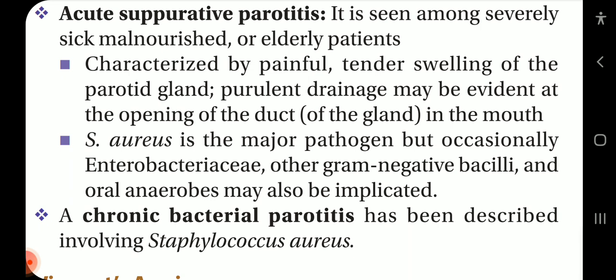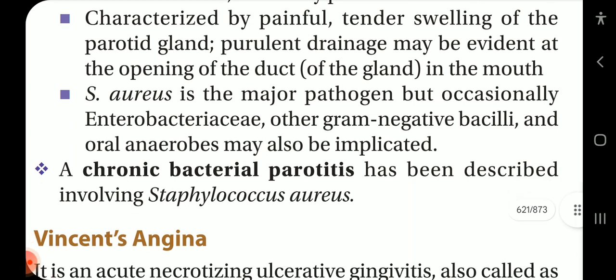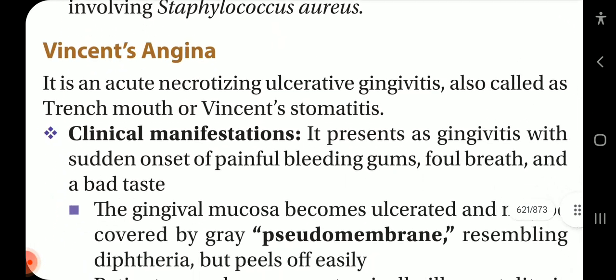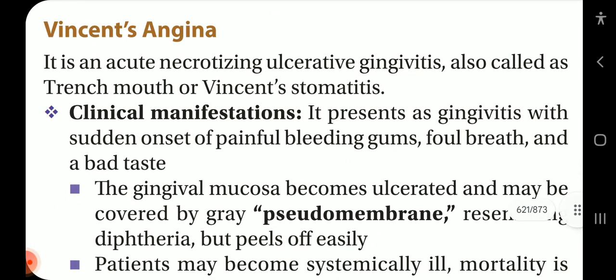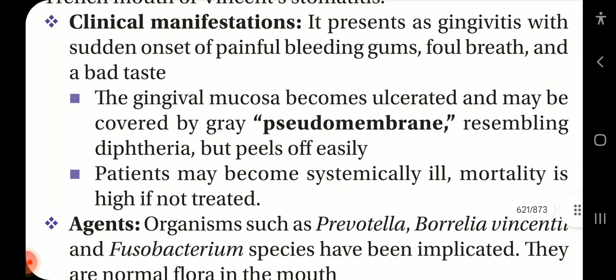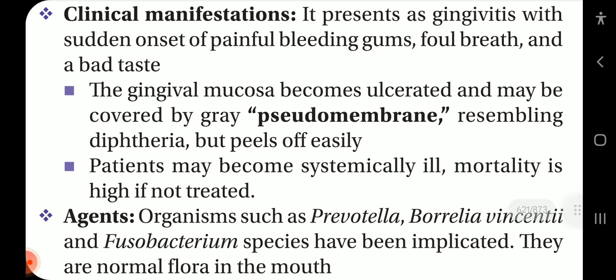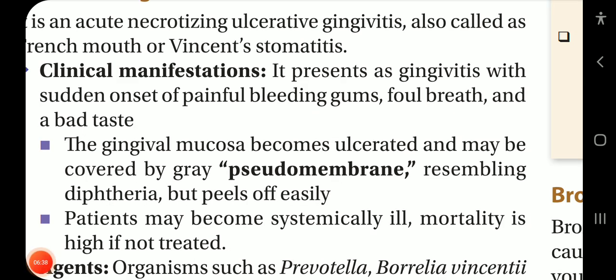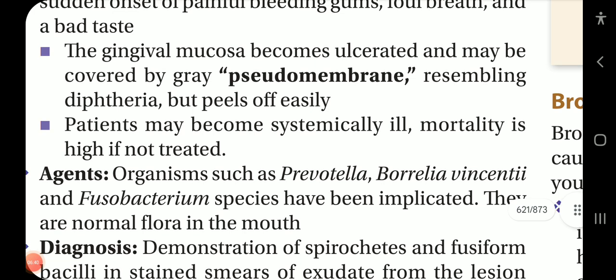Now, a chronic bacterial parotitis has been described involving Staphylococcus aureus. Now, Vincent's angina is an acute necrotizing ulcerative gingivitis, also called trench mouth or Vincent stomatitis. Clinical manifestation: it presents as gingivitis with sudden onset of painful or bleeding gums, foul breath, and a bad taste. The gingival mucosa becomes ulcerated and may be covered by a grey pseudomembrane, resembling diphtheria but peels off easily.